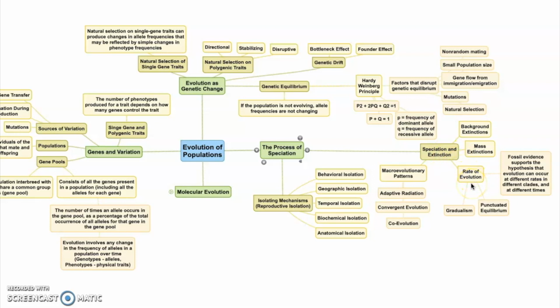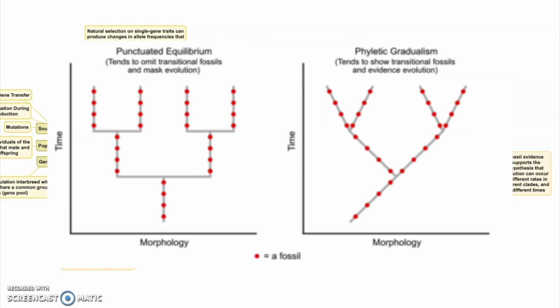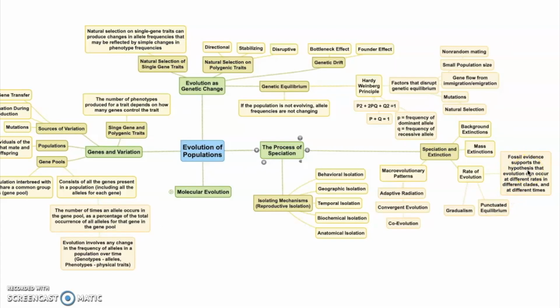We can also look at the rate at which evolution occurs. It can be gradual, a very slow change over a long period of time. It also can be something called punctuated equilibrium, where you have a long period where nothing's really going on, and then you have a short period of rapid change. Fossil evidence does support both of these hypotheses, that at certain times in certain organisms, change can occur very slowly, and at other times it may occur very quickly.